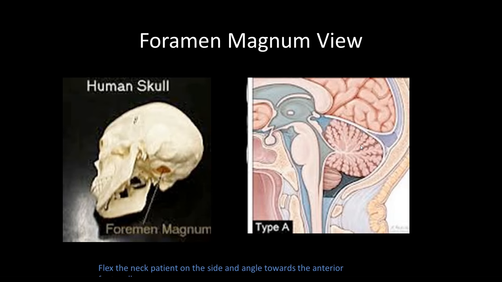The foramen magnum view is frequently used when you want to look at the cisterna magna and see if there's any cord compression. So we're trying to look up through this hole in the base of the skull. The neck needs to be flexed a little bit, obviously not enough to occlude their airway, and you slide at an angle towards the anterior fontanelle so that you can see the pons, the medulla, the cisterna magna, and the cerebellum. So this is the foramen magnum view.